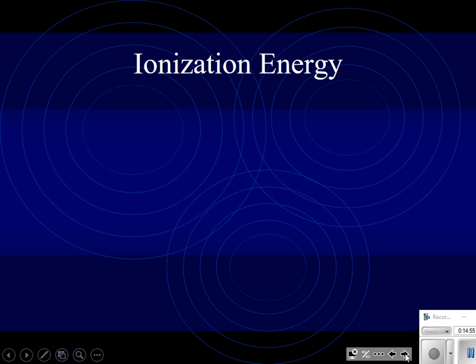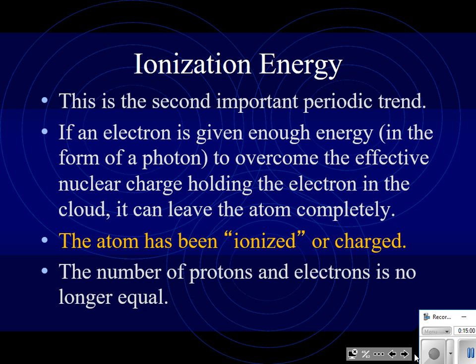Ionization energy. If an electron has enough energy, it can overcome the effective nuclear charge. It can overcome that force holding it onto that particular nucleus. Well, how does it get enough energy? In the form of a photon. We're not going to go real deep into that, but it can get enough energy to completely leave that particular atom.